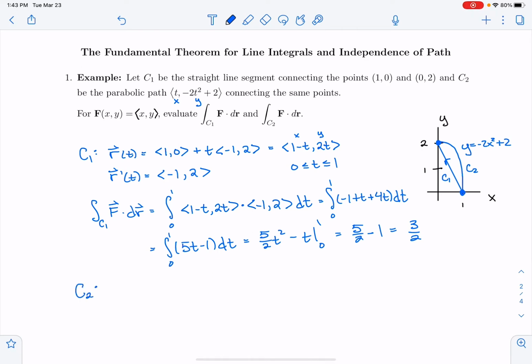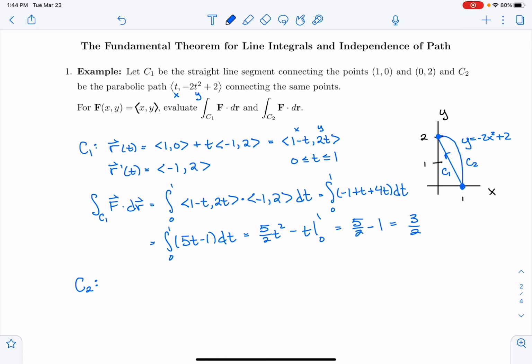Now we want to try C2. That's the parabolic path that goes from 1, 0 to 0, 2. And so I gave the parabolic path, so this is r of t in this case, as being t and negative 2t squared plus 2. But hopefully you'll notice that it's actually at t equals 1 that this path starts at the point 1, 0. And then it's at t equals 0 that the path ends up at 0, 2. So we're actually going to start this integral at 1, and then we're going to end at 0, so that we're going from the point 1, 0 to the point 0, 2. So here again, x is t, y is negative 2t squared plus 2.